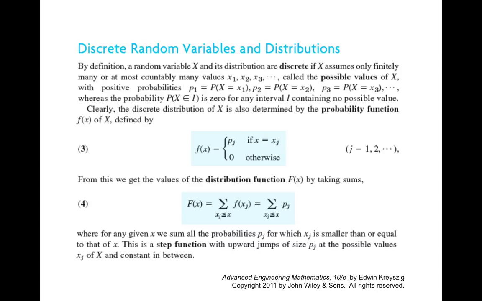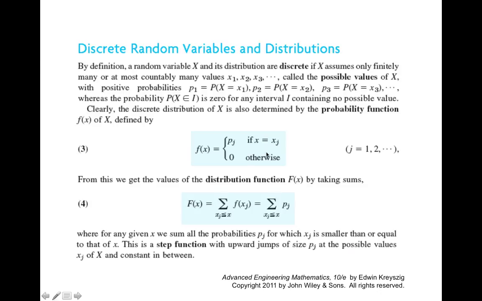Discrete: a random variable is discrete if it just assumes a finite number of values. Those values are called the possible values of x, and they all have positive probabilities. The discrete distribution of x is determined by the probability function little f of x, where if x is within that possible value set, you have some p sub j probability for each possible x, and it's 0 otherwise.